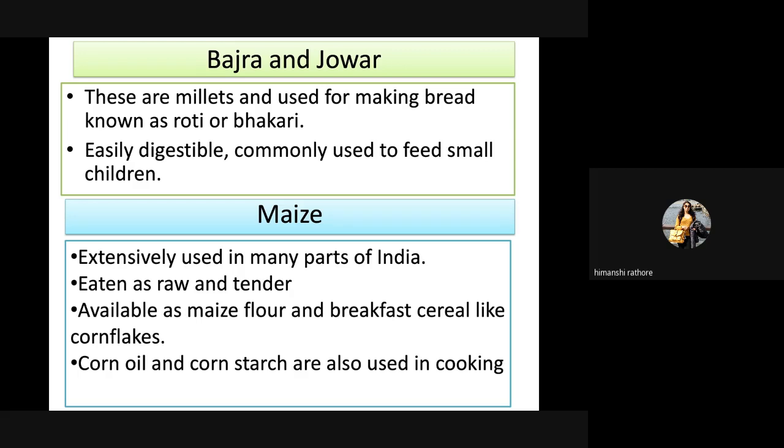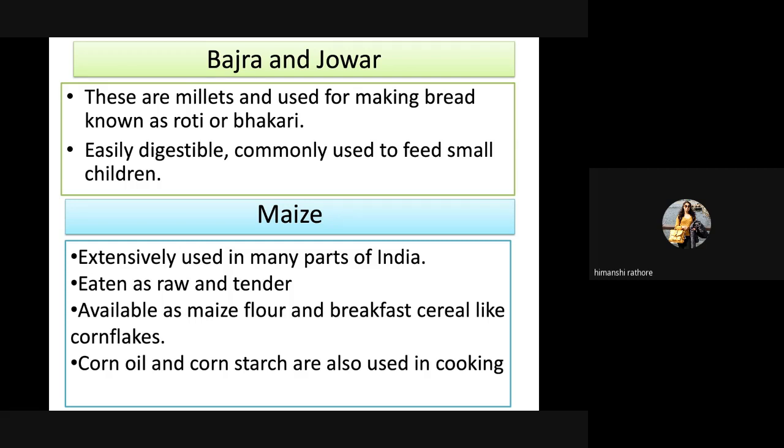Then maize is another millet extensively used in many parts of India. It is not a staple ingredient in our country, but it is eaten raw as well as tender. Maize flour is also available, and maize chapatis are prepared in India to have with curries, vegetable curry and all that.